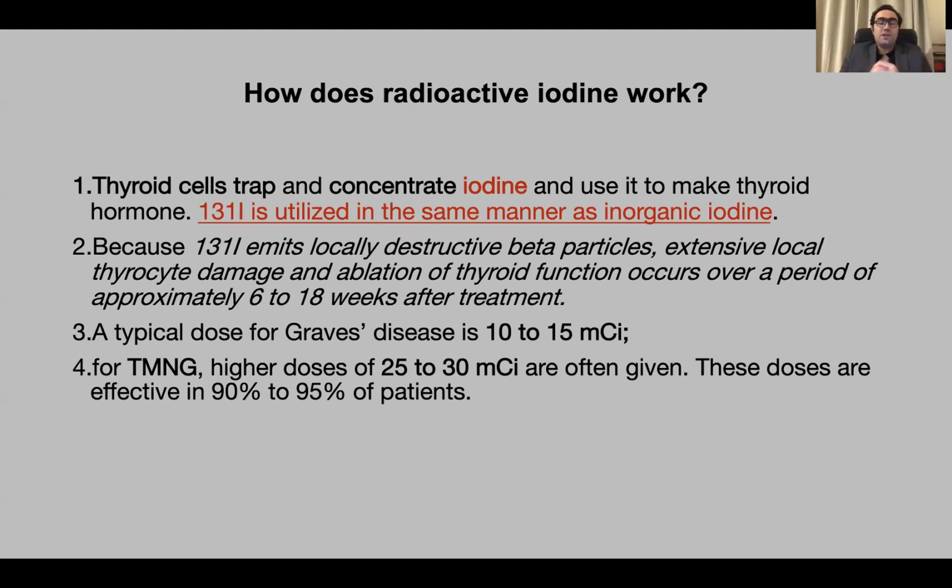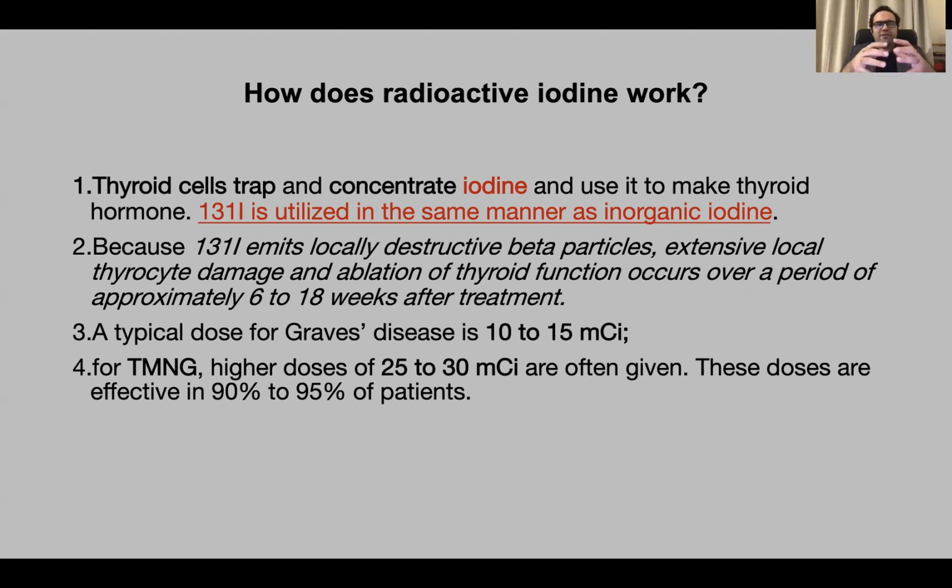Then we go to the radioactive iodine therapy, which is the second line therapy. So how does it work? So thyroid cells trap and concentrate iodine and use it to make thyroid hormone. Now, this radioactive iodine is utilized in the same manner as an inorganic iodine because it emits local destructive beta particles. Extensive local thyrocyte damage and ablation of thyroid function occurs over a period of 1 to 3 months. It sometimes takes 5 to 6 months as well. But most, 80% to 90% of the cases, become euthyroid or hypothyroid in 3 months.